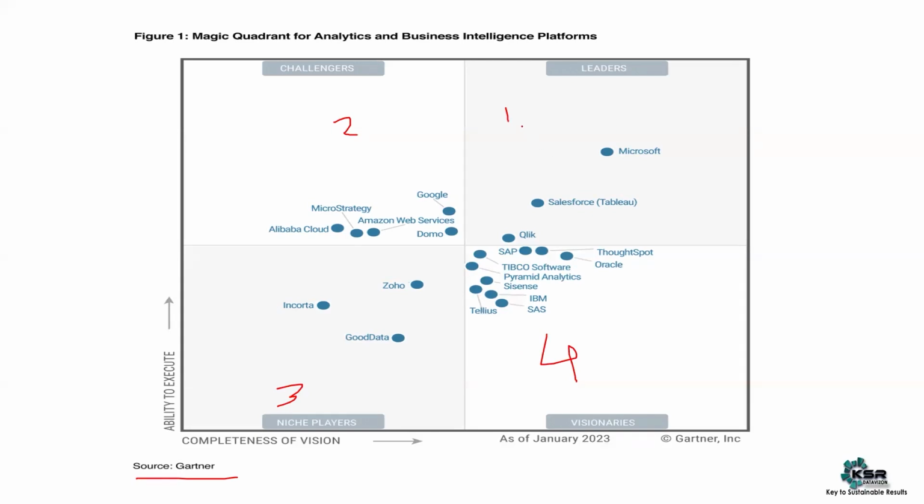If you see, quadrant 1 is the leaders quadrant. In business intelligence, Microsoft Power BI is the leader. Whereas Tableau, which is a product of Salesforce now, Salesforce has purchased Tableau, is the second product, and you can see the difference here. There is a very drastic difference.